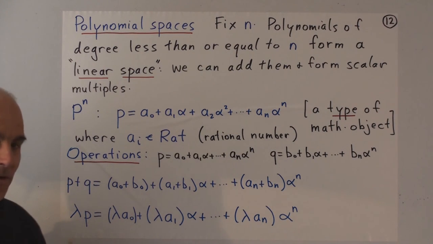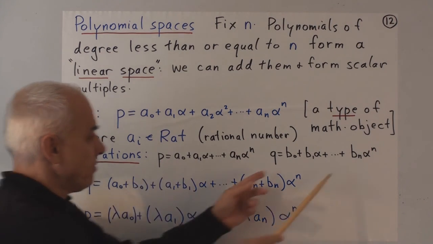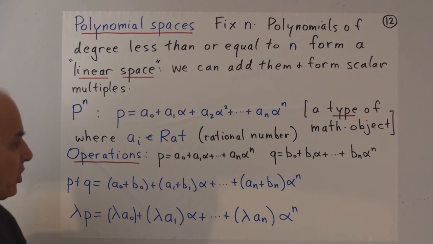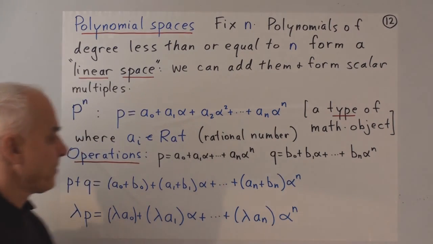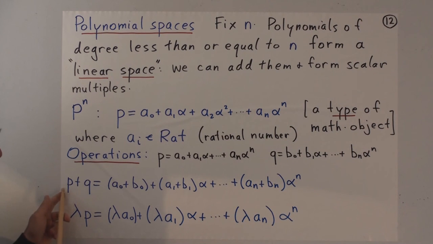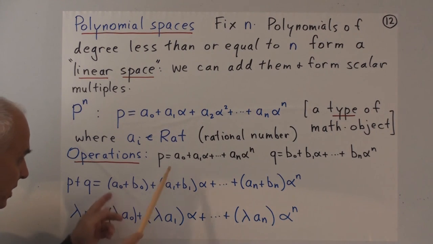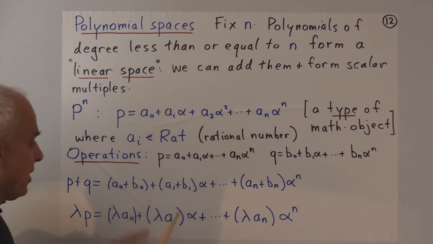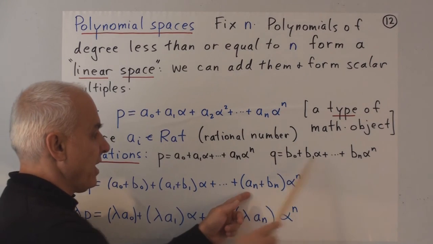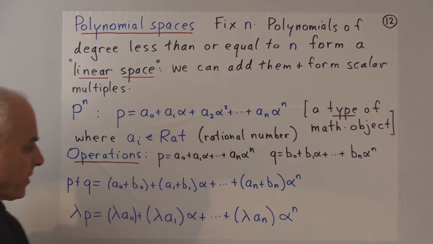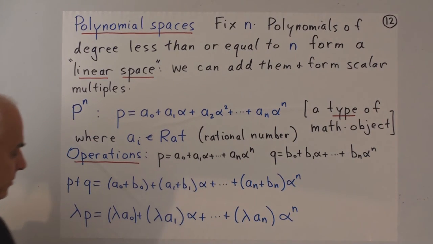So what can we do with these polynomials of degree n or less? Well, here's 2 such, p and q, let's say, with coefficients a's, coefficients b's. Then we can add them, just the usual way we add polynomials, which would be to add the constant terms, to add the linear terms, and so on, all the way up to the nth power terms. So we're adding the coefficients component-wise.